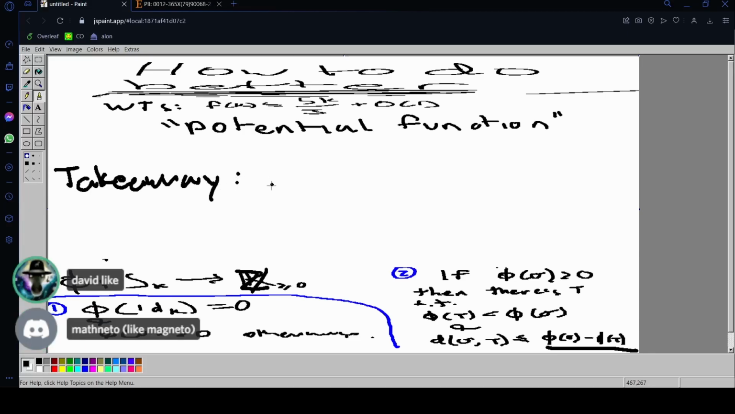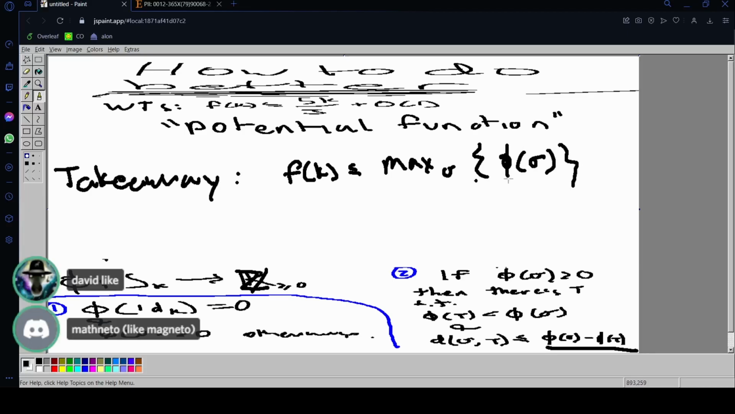Takeaway: f of k is going to be less than or equal to the max over sigma of the potential. Yeah, if we take some potential function and we look at all the strings, if the potential is always less than something, then f should be at most that. So we take the worst string of length k, the max of the potential of that string.